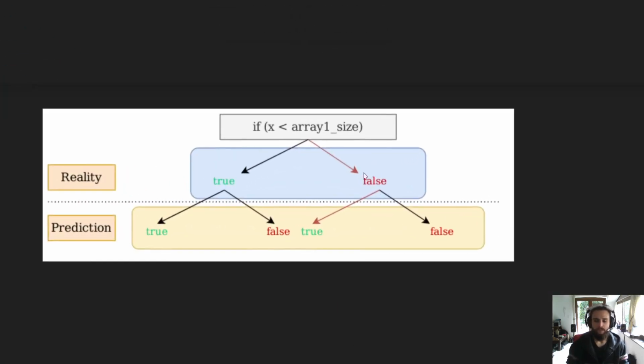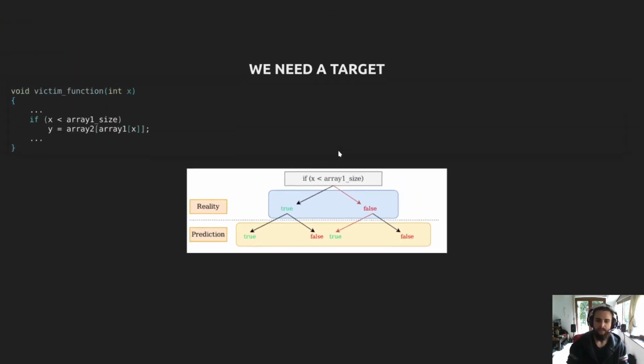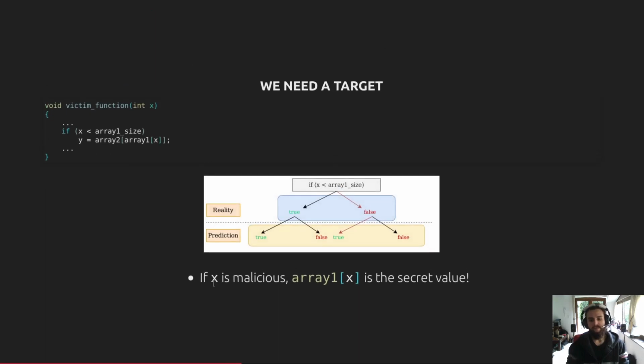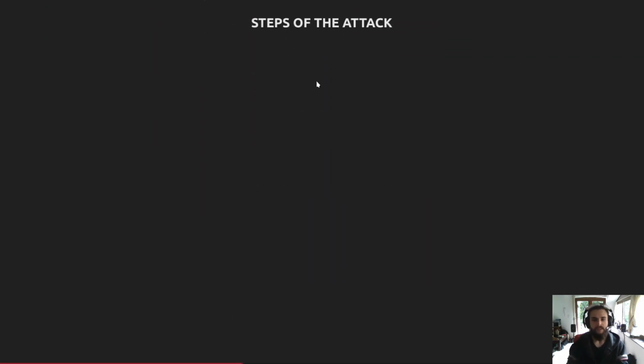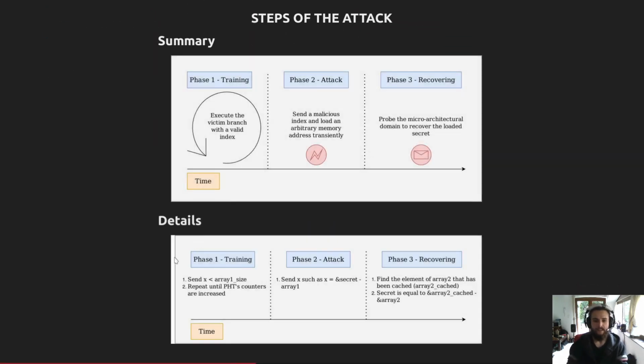Here we have the four possibilities, and the Spectre attack happens when we follow the red path, when in reality the branch is not taken, but the prediction is that the branch is taken. So if x is malicious, then this will be the secret value that we want to recover. The steps of the attack: there are 3 steps. The first one is the training phase, where we execute the branch many times with a valid index to increase the PHT counters. Then there is the attack phase, where we send the malicious x computed with the secret address.